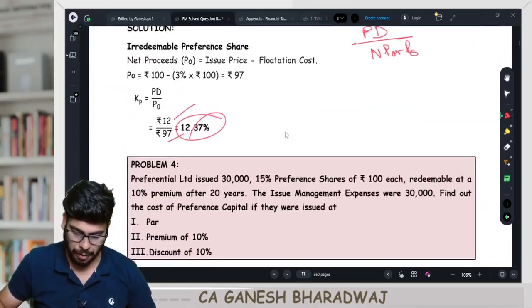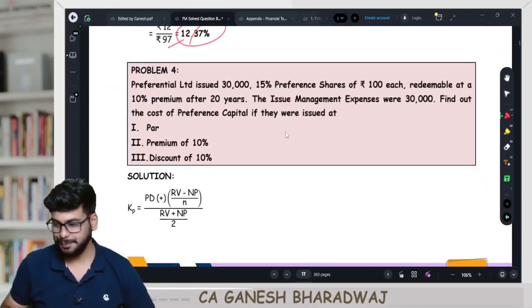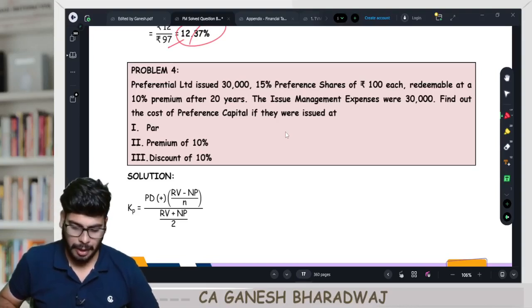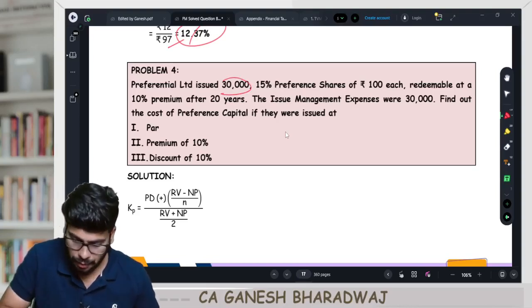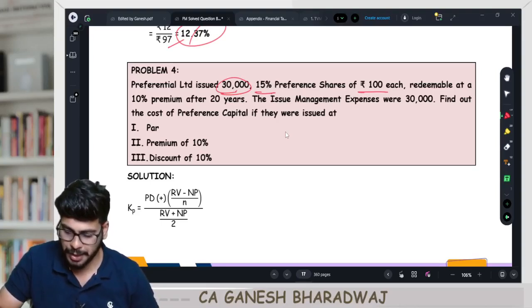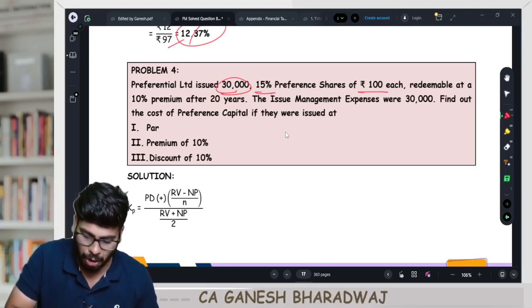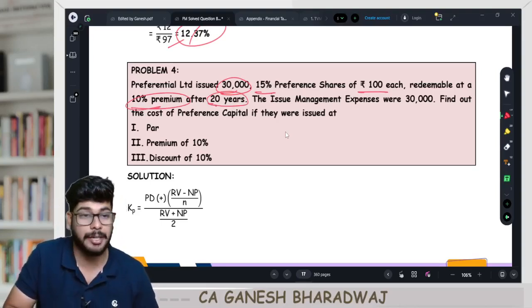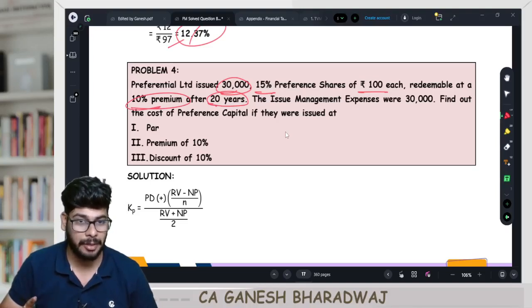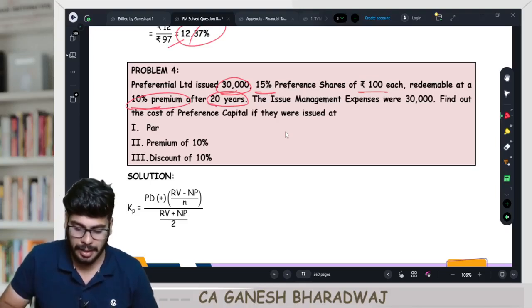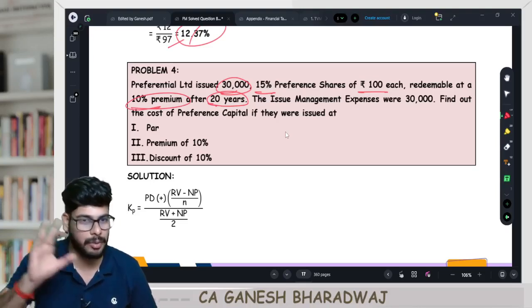Take the next question, number 4. Preferential Limited issued 30,000 15% preference shares of rupees 100 each, redeemable at a premium of 10% after 20 years. Now, do we have a finite life here? Is it redeemable? Yes, right? Guys, first you collect the facts, then you can do the calculation.